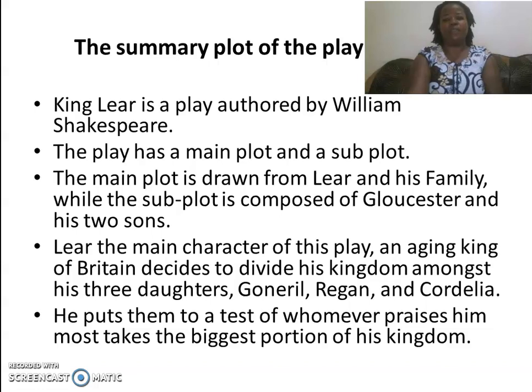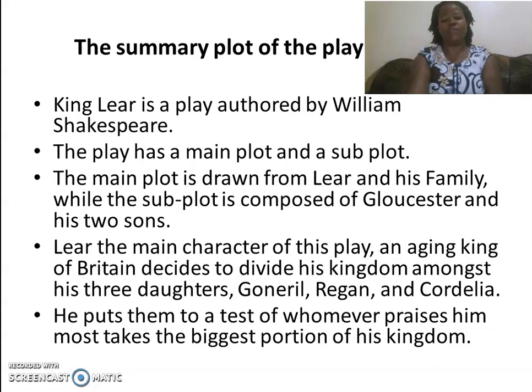King Lear is the play authored by William Shakespeare, and it has two plots, the main and the subplot. The main plot is drawn from Lear and his family, while the subplot is composed of Gloucester and his two sons. In this play, Lear is the main character, an aging king of Britain who decides to divide his kingdom amongst his three daughters, Goneril, Regan, and Cordelia.